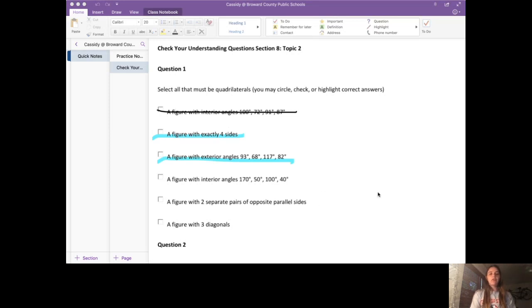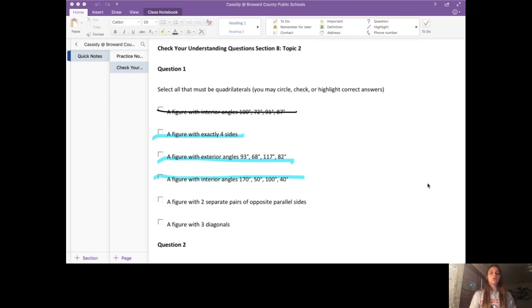Next up, a figure with interior angles 170 degrees, 50 degrees, 100 degrees, and 40 degrees. Now we're back to interior angles, which also add up to 360. So we go in our calculator and add those together: 170 plus 50 plus 100 plus 40. And we do get 360, so we can highlight that.